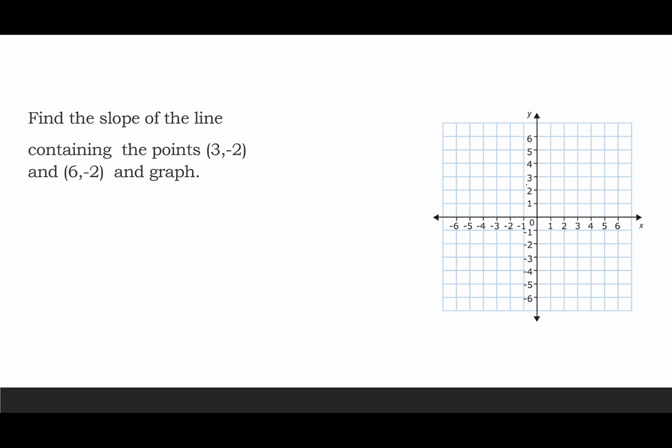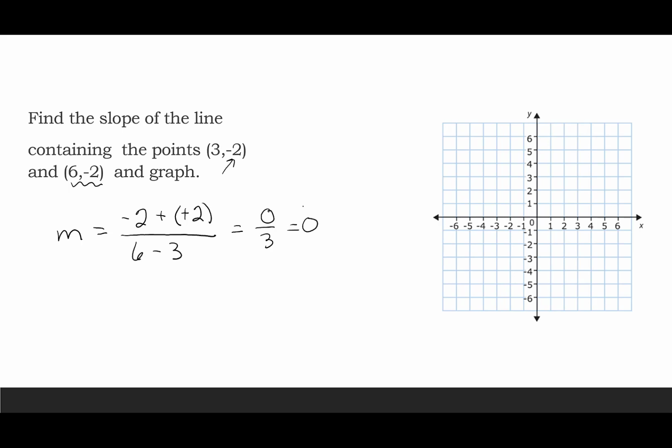Let's try another one. This time it says find the slope of the line containing the points 3, -2, and 6, -2. Here's my slope. 6, -2 is going to be my second point. I have -2 minus, I'm putting parentheses around the -2 from my first point, divided by 6 minus 3. -2 minus -2. Well, minus a negative becomes positive. -2 plus 2 is 0 over 3.